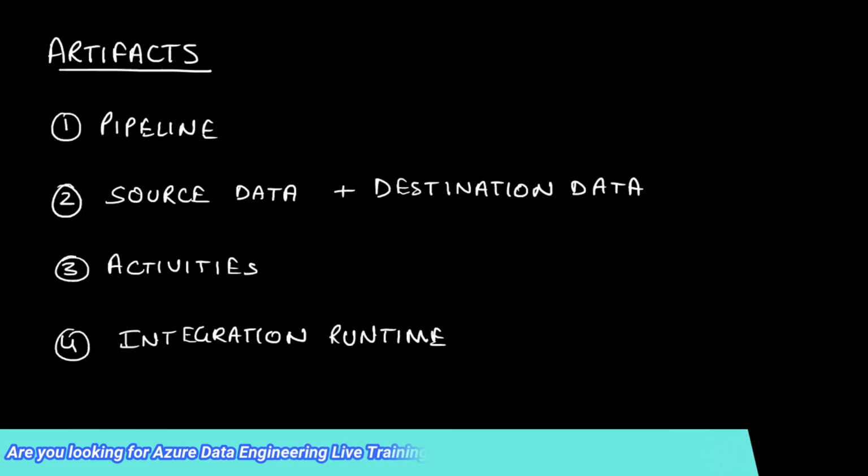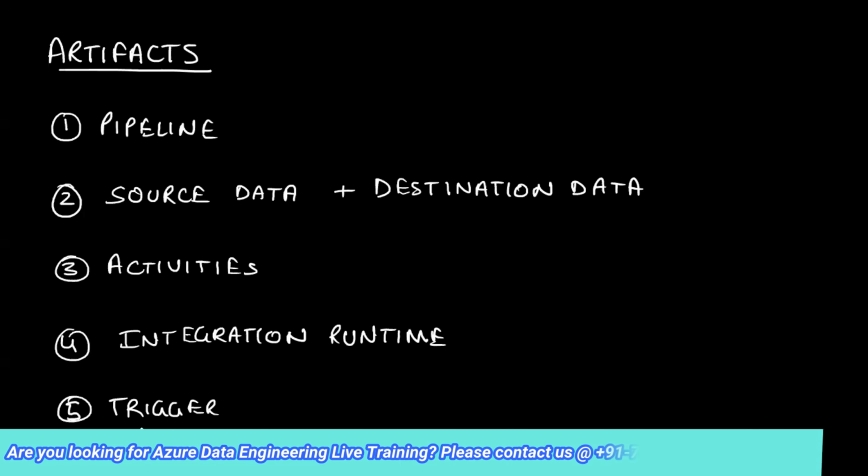And then if you want to consider, you can consider triggers also. Multiple types of triggers are there: schedule triggers, tumbling window triggers, storage event triggers. We'll talk about all of them. Now, this is what makes up your Azure Data Factory.